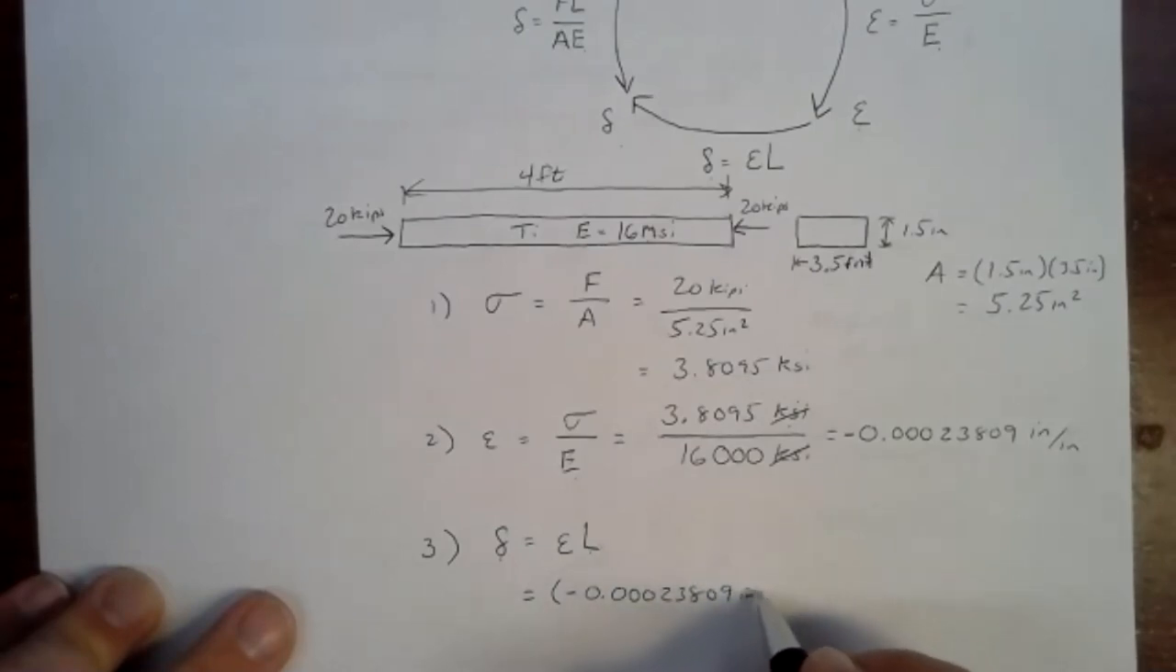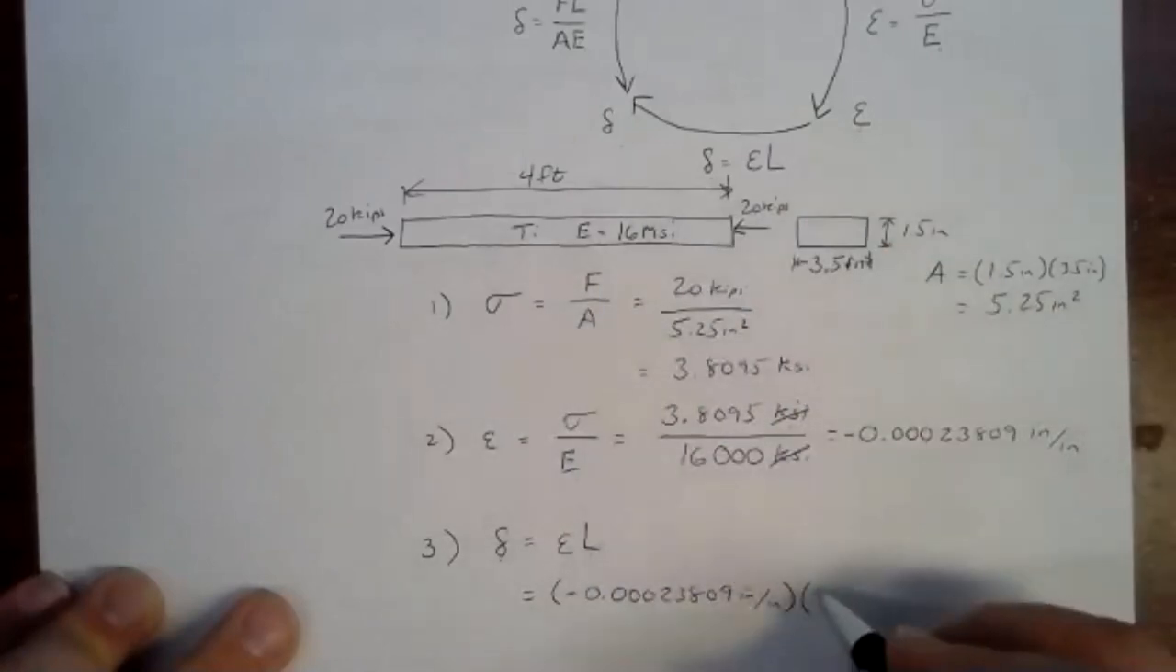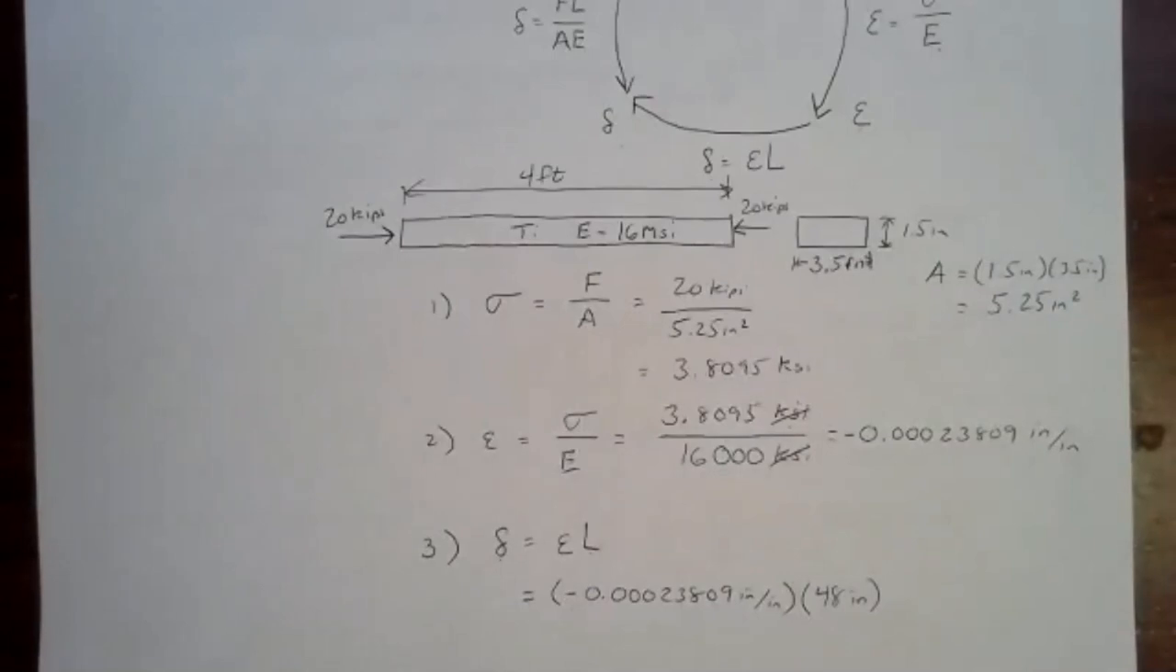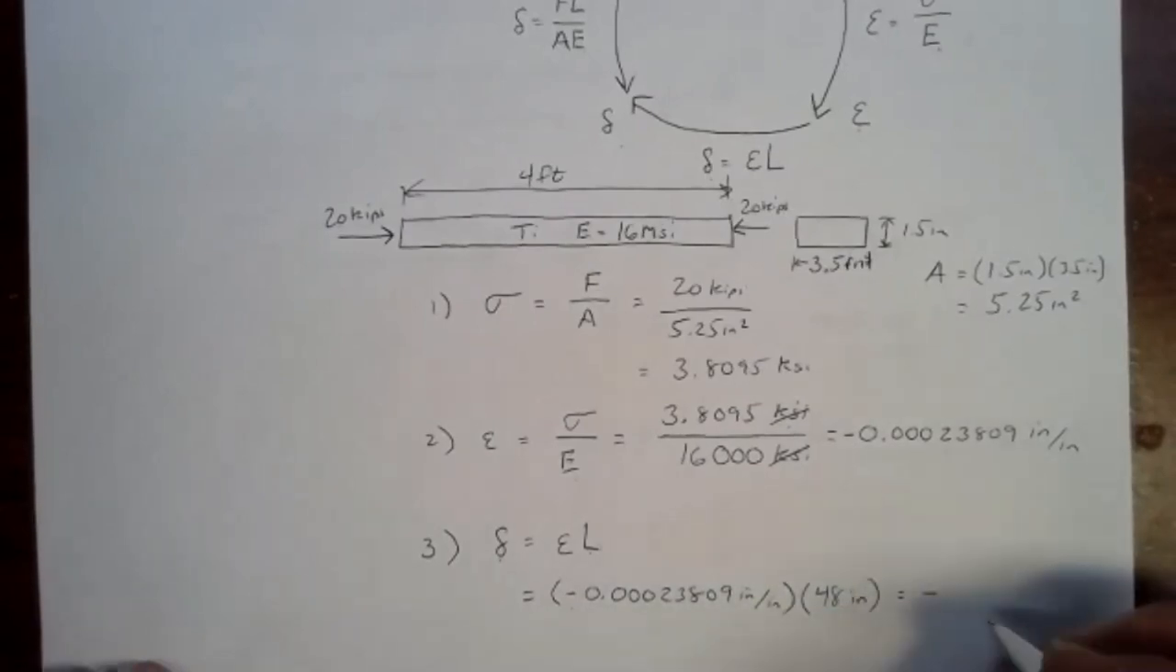Here, I'm going to convert it to inches, so I'll leave the inches per inches there. And I've left it negative. That'll make my elongation negative. That tells me how much this beam is going to shrink by. And 4 feet would be 48 inches. So if I take that negative 0.00023809 and multiply that by 48, I get a negative 0.01142 inches.